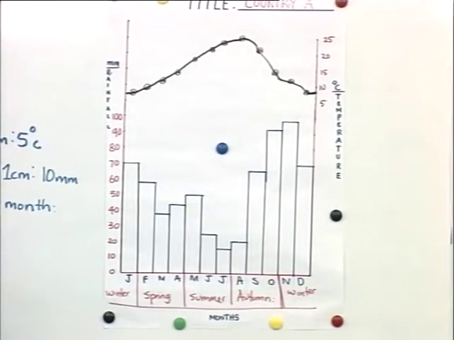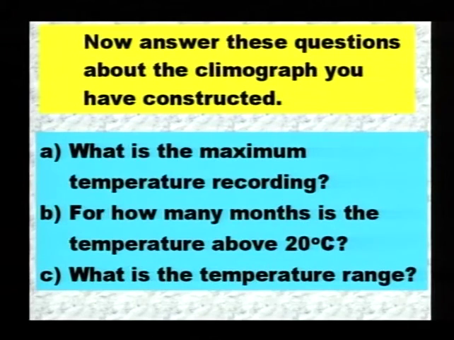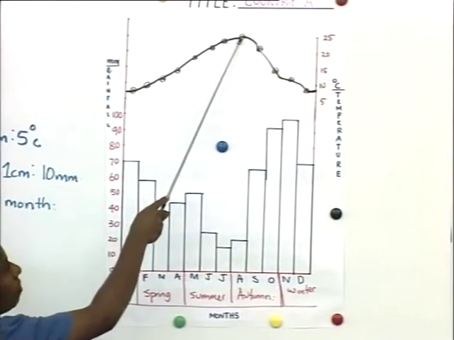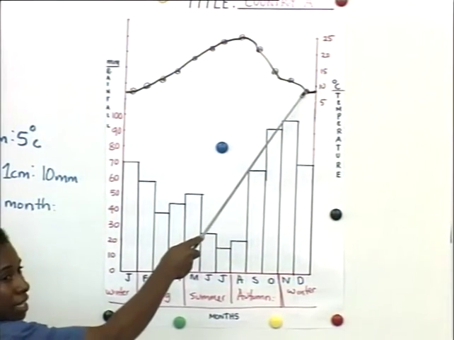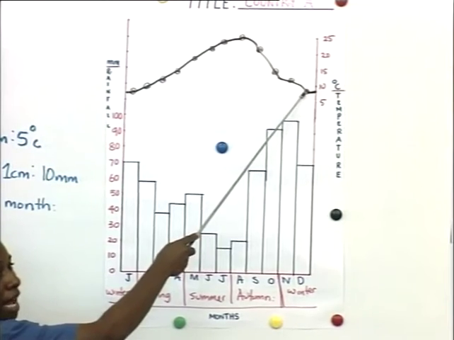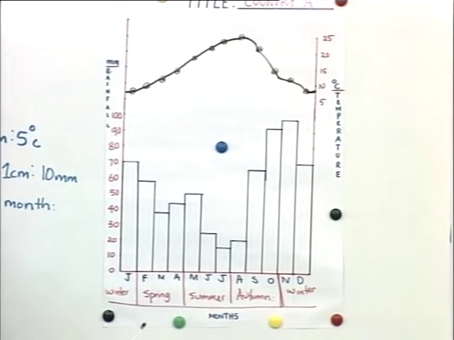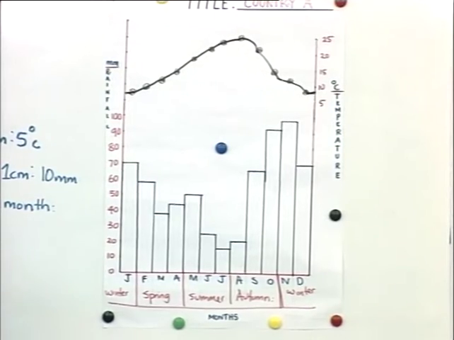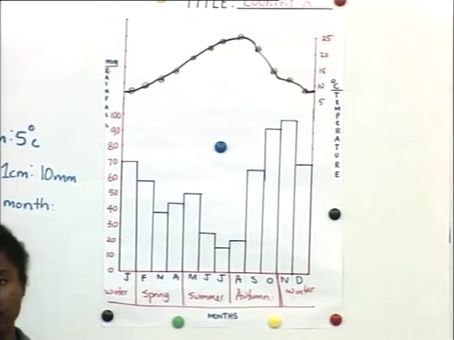Let's look at C. What is the temperature range? To find the temperature range, we find the highest temperature, and we already know it is 25. The lowest temperature is 8. We subtract the lowest from the highest, and we come up with 17 degrees Celsius as our answer for C. So 17 degrees Celsius, the answer for question C.